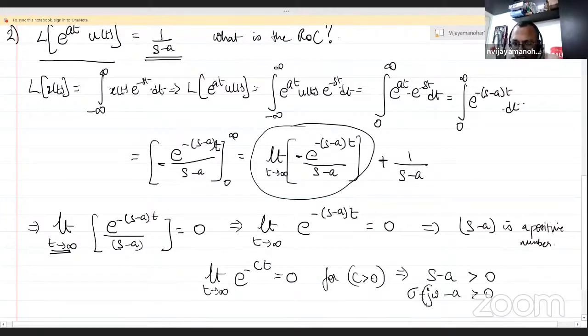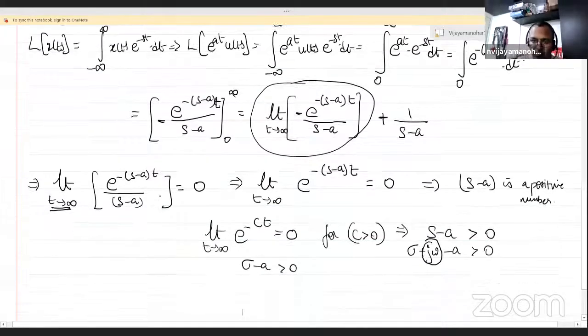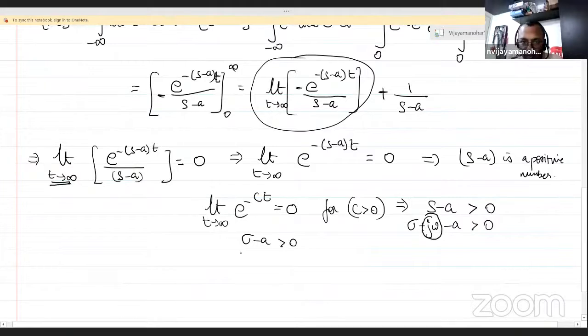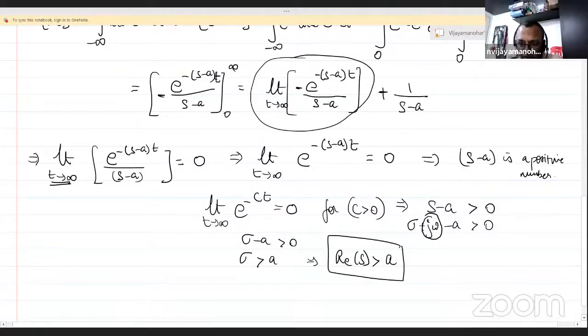This j omega term we are not bothered about, because e power j omega t is sine and cos, which is never going to die down. So we are looking mainly for sigma minus a greater than 0, or sigma greater than a, which is nothing but real part of s greater than a. So this is the solution.